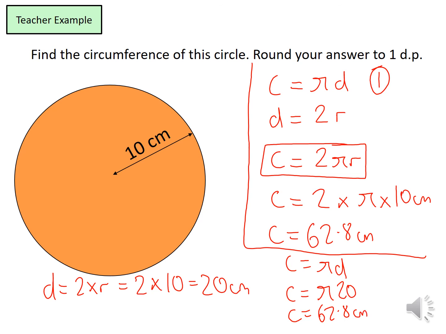That is another way we can do it. They're both the same. That's what I'm trying to show, that both of these equations are the same.